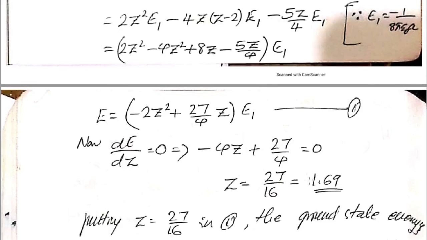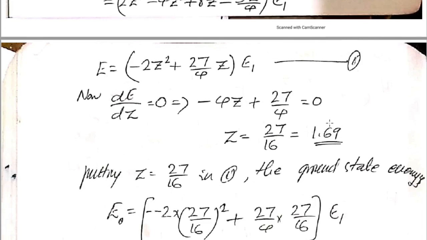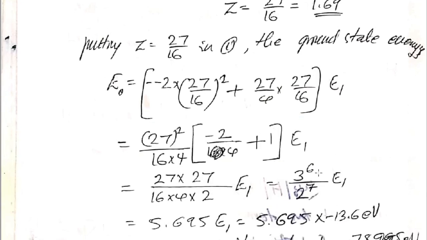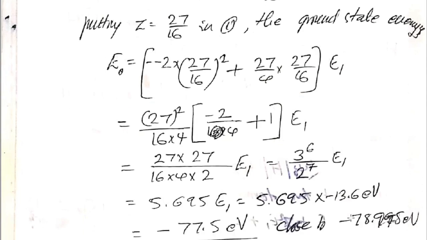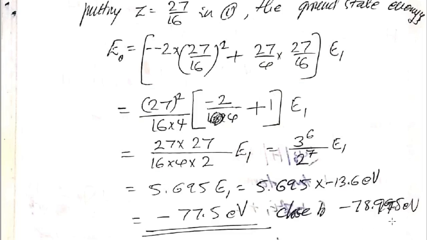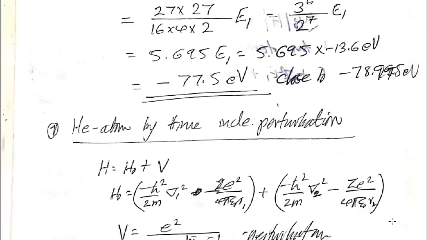So putting the value of Z equal to 27/16 in equation 1, we get the minimum value of energy E0, that is minus 2 into Z², that is (27/16)², plus 27/4 into 27/16 into E1. That is equal to 3^6/2^7 into E1, where E1 is equal to minus 13.6. So we get 5.695 times minus 13.6, or it will be minus 77.5 electron volt. So this is very close to the experimental value of minus 78.975 electron volts. So this is the result obtained by the variational method.